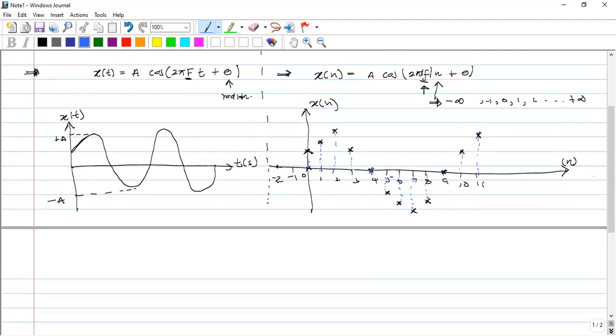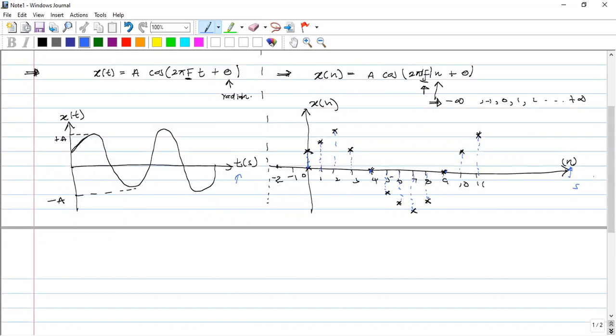So this t is measured in seconds. How is this n measured? Is it seconds? If we select n as -2, -1, 0, 1, 2, 3, 4, 5, 6, is it seconds: 0 second, 1 second, 2 seconds, 3 seconds, and so on? Or milliseconds: 0 millisecond, 1 millisecond, 2 milliseconds, 3 milliseconds, and so on?